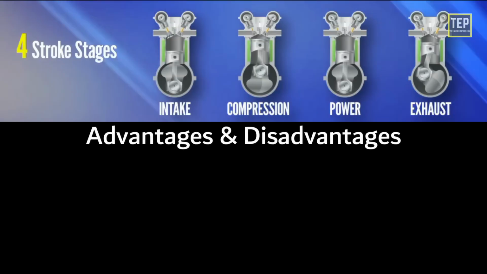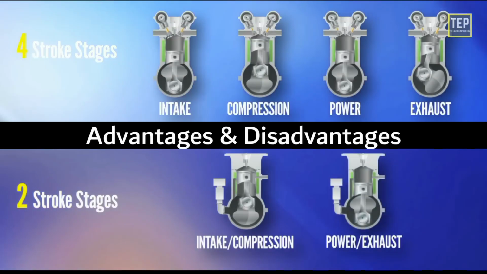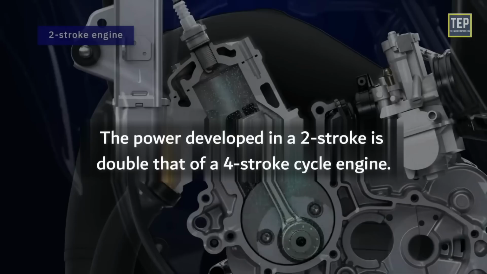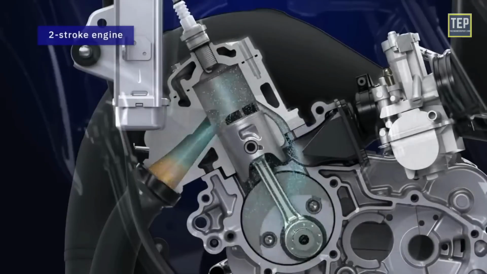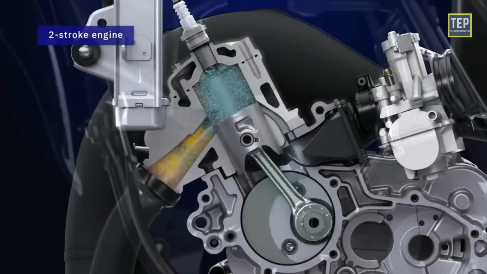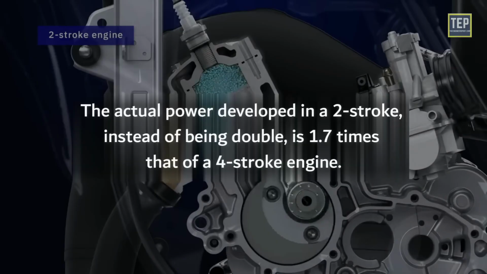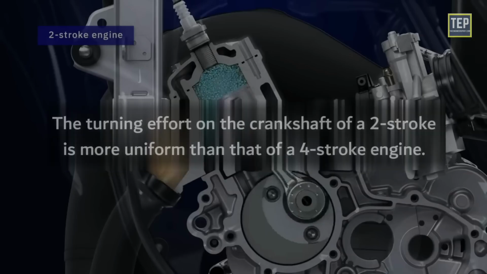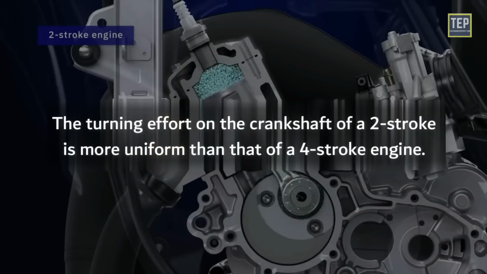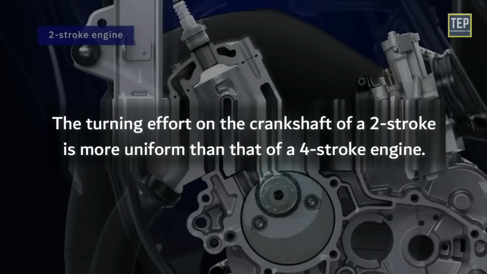Now let's look at the advantages and disadvantages of a four-stroke engine over a two-stroke engine. The power developed in a two-stroke is double that of a four-stroke engine. Due to shortening of the effective stroke length of the piston, and due to the fact that the engine has to operate the scavenging pump, the actual power developed in a two-stroke, instead of being double, is 1.7 times that of a four-stroke engine. The turning effort on the crankshaft of a two-stroke is more uniform than that of a four-stroke.